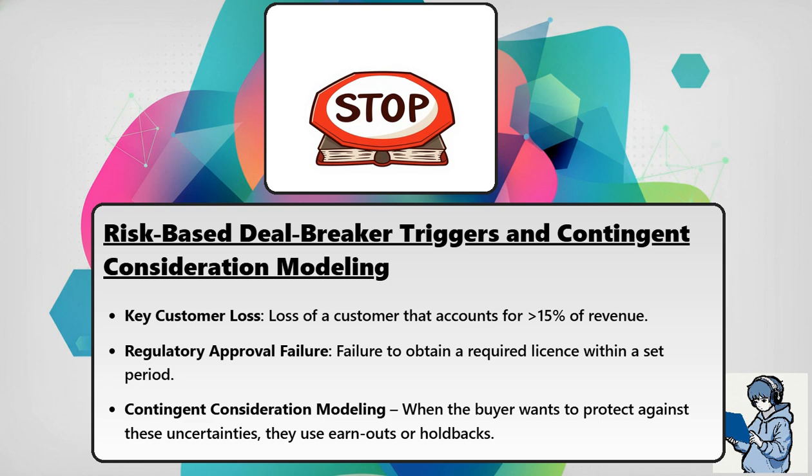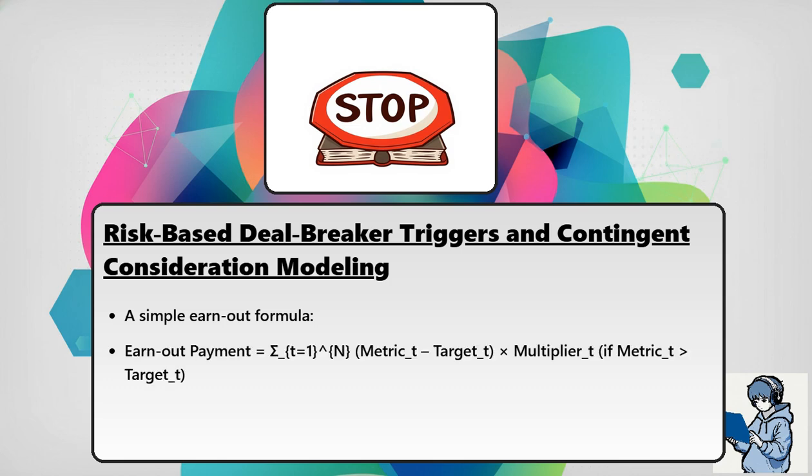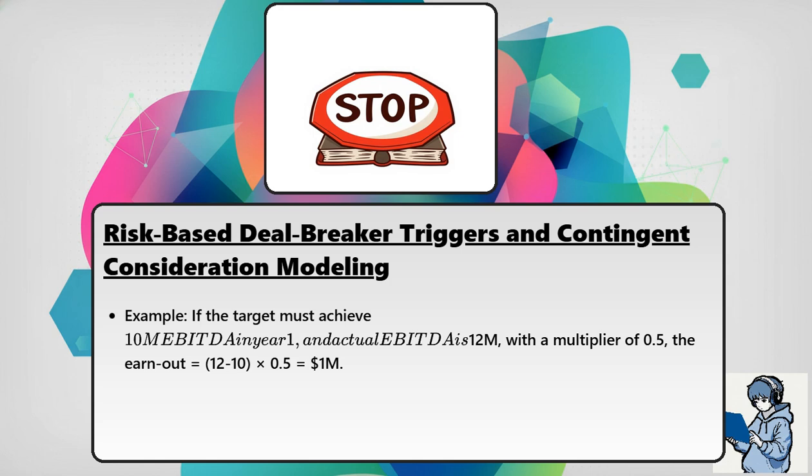Contingent consideration modeling. When the buyer wants to protect against these uncertainties, they use earn-outs or holdbacks. A simple earn-out formula: earn-out payment equals the sum from t equals 1 to N of (metric_t minus target_t) times multiplier_t, if metric_t is greater than target_t. Example: if the target must achieve 10 million EBITDA in year 1, and actual EBITDA is 12 million, with a multiplier of 0.5, the earn-out equals (12 minus 10) times 0.5 equals $1 million.